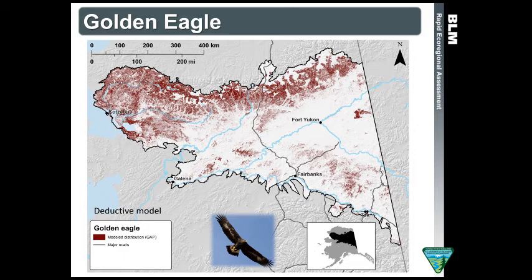I don't know what the golden eagle eats, but you could look at the prey, what it's eating, and look at the distribution of that layer and see how well that overlays with the habitat and the presence data.